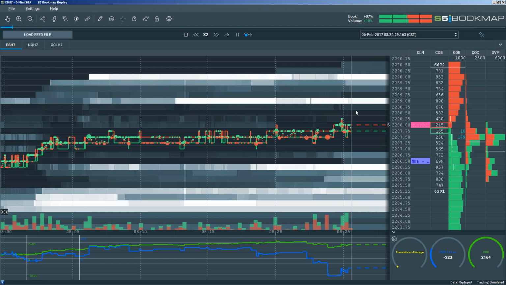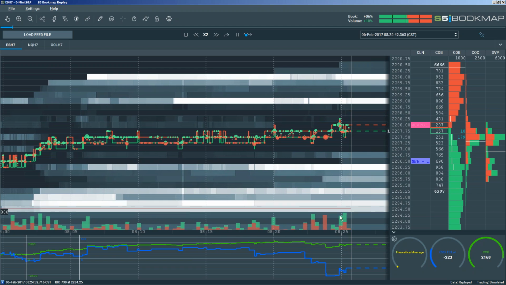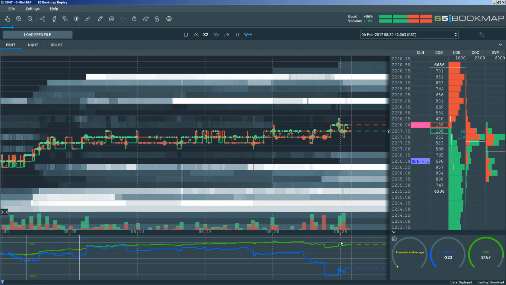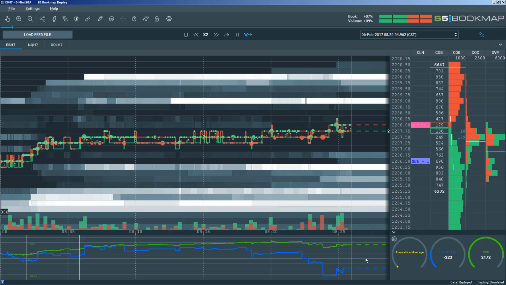So as we push forward and we cross the 8:30 mark here, which is when the equities open Chicago time, 9:30 Eastern, you'll see that both of these lines will collapse back to zero and start counting from scratch.